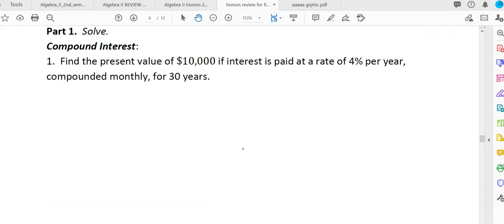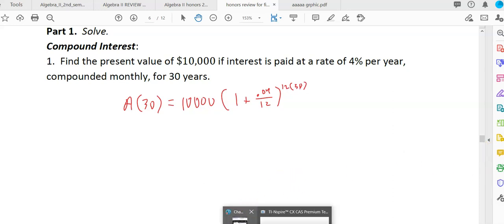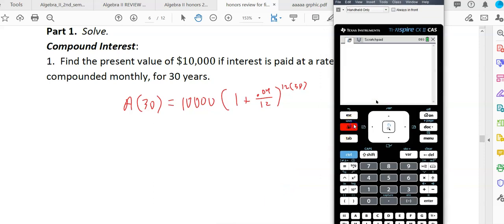Present value, so 10,000. So A of x, or A after 30 years, in this case, would be the principal times 1 plus r, which is 0.04, divided by n, which is monthly, 12, to the power of 12 times 30. That's a 12 right there. Then you just put it in your calculator. At that point, it's just plugging in a formula.